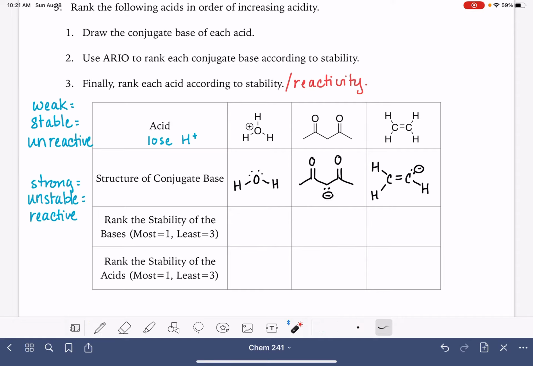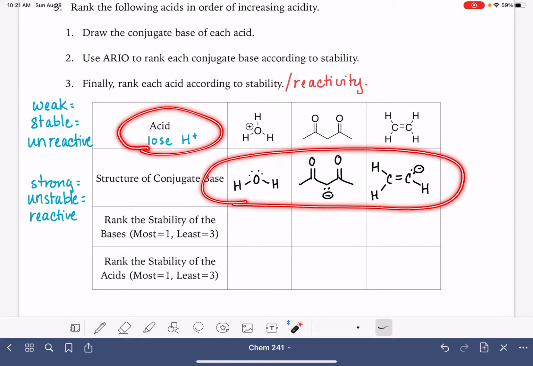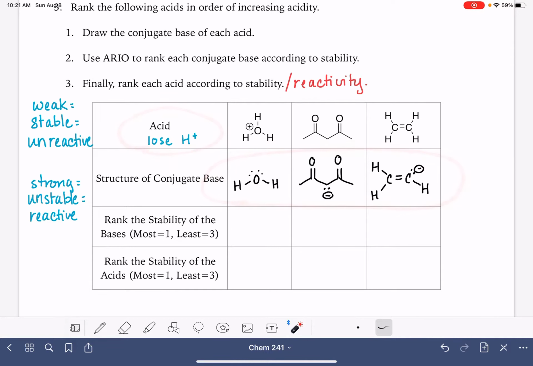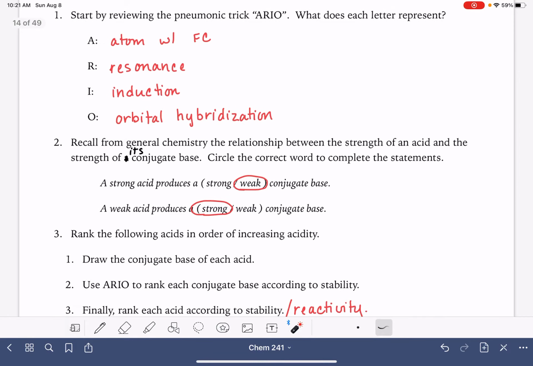So as I said, in a lot of cases, if we're trying to rank the stability of acids, it's easier for us to think about this in terms of the structure of the conjugate base instead of just looking directly at the acids. The reason is that the conjugate bases tend to have negative formal charges on them, which makes it a lot easier for us to apply the ARIO rules.